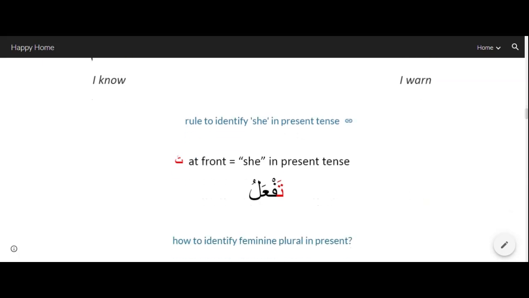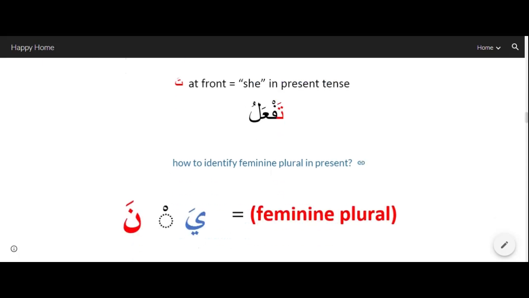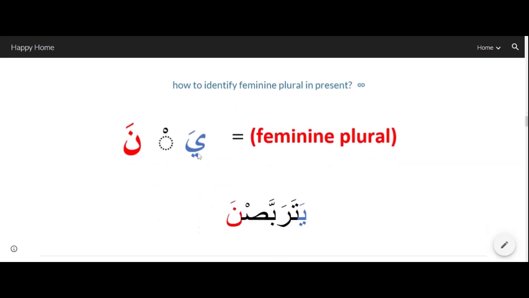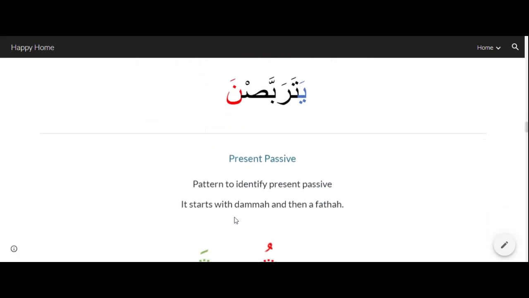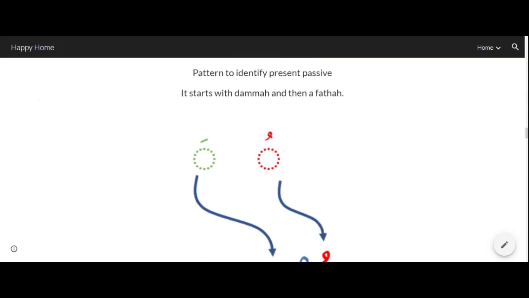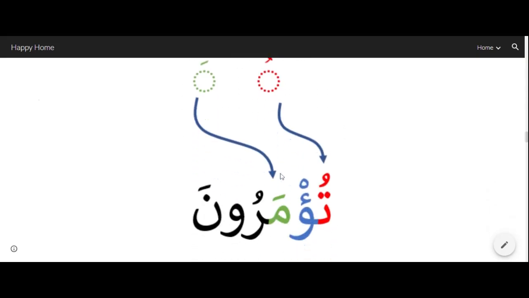How to identify "she" in the present tense? Well, you will have ta at the start, and the feminine plural will follow this pattern, Yatarabbasna, mostly. Feminine passive we have seen earlier. We started with feminine passive. I repeat, if you can understand feminine passive, then all other things are going to be present tense.